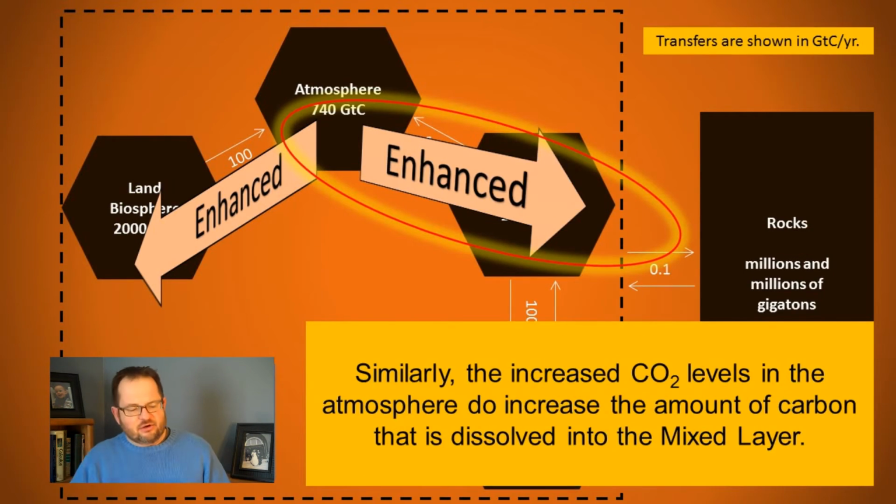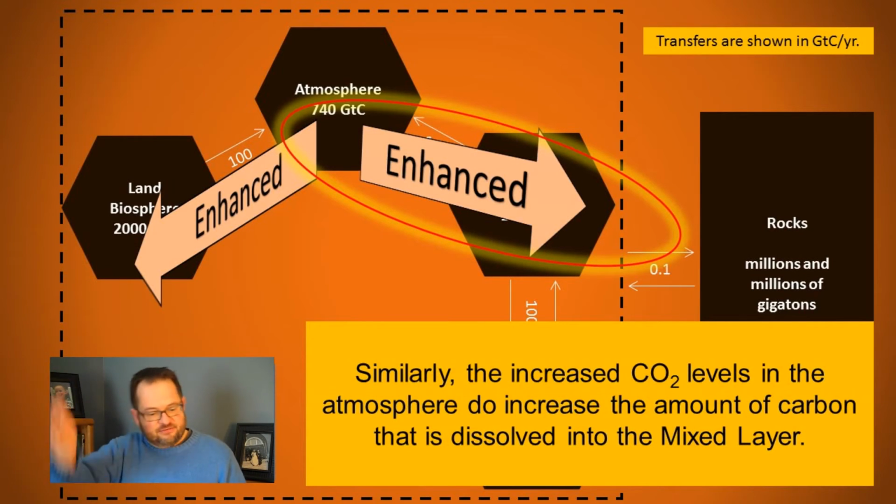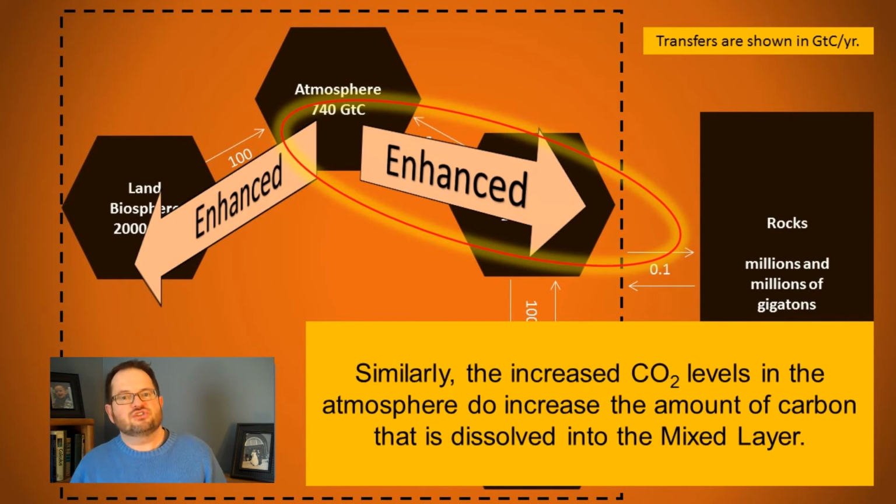Similarly, there's this right arrow over here labeled enhanced, which is showing a transport of carbon from the Earth's atmosphere into the mixed layer of the ocean, the top 700 meters or whatever. Yeah, absolutely. The way carbon gets from the atmosphere into the ocean is by being in contact with the surface of the ocean and mixing in and dissolving into the ocean.